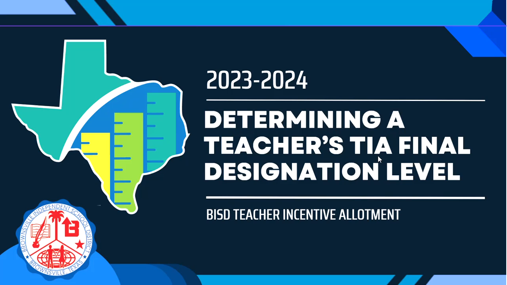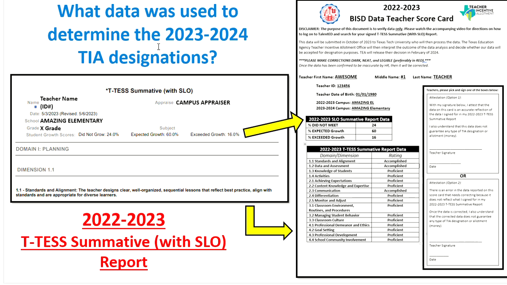Determining a teacher's TIA final designation level. What data was used to determine the 23-24 TIA designations that were just approved by TEA?